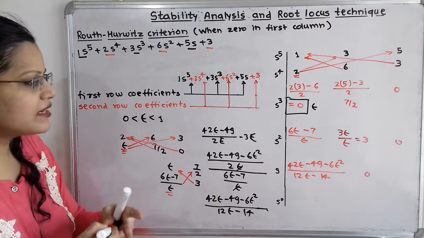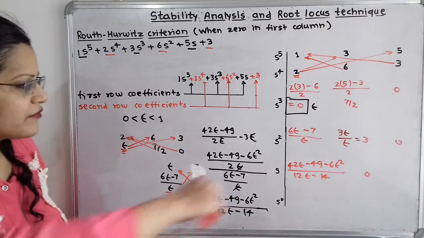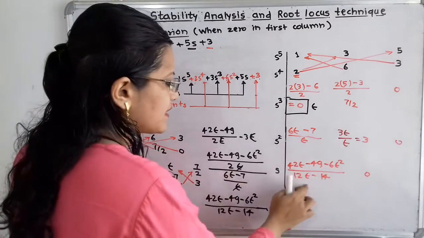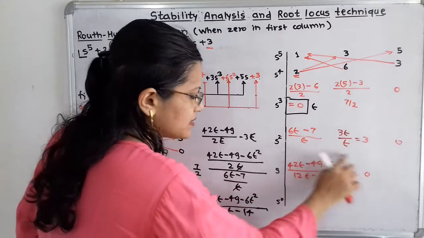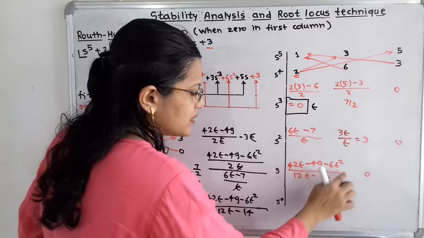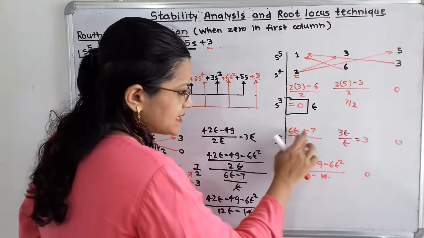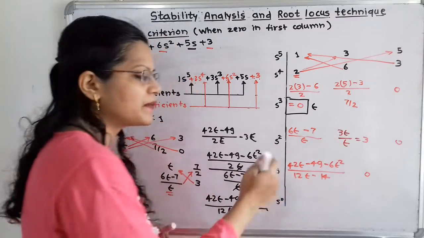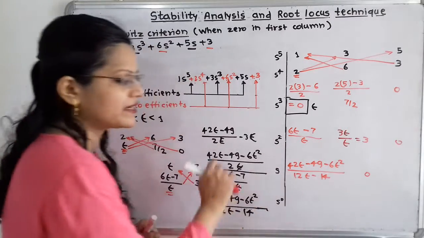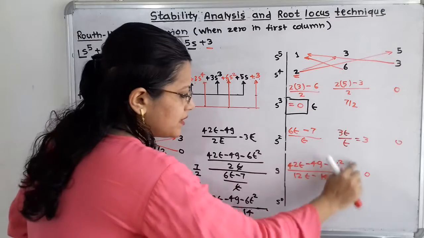So again I will rewrite this. If we observe, here is only number 3 and minus. Suppose we have to multiply this whole equation with 3 and minus 6 epsilon minus 7 divided by epsilon multiplied by 0. So this whole term will become 0 and again we have to divide this equation by this equation.